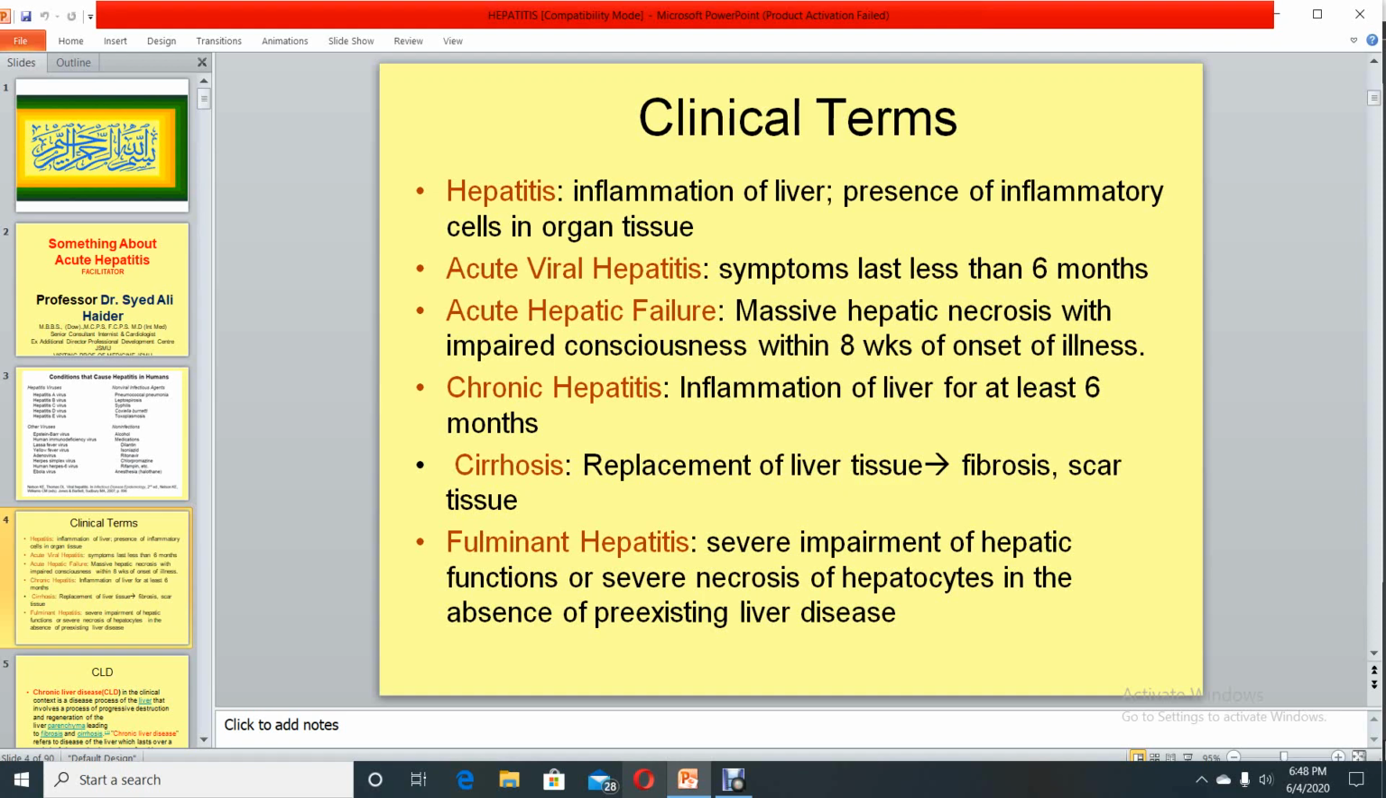You have to prove it on the slide. You have seen the evidence of inflammation, the result of inflammation, that is necrosis, and the result of the necrosis is the replacement by fibroblasts. If you see this on the slide, this is called cirrhosis. Fulminant hepatitis is a severe impairment of hepatic functions, with severe necrosis of hepatocytes in the absence of pre-existing liver disease.